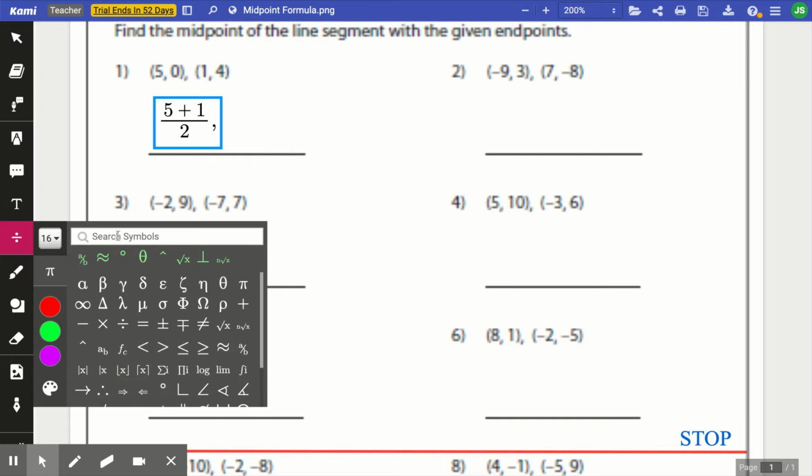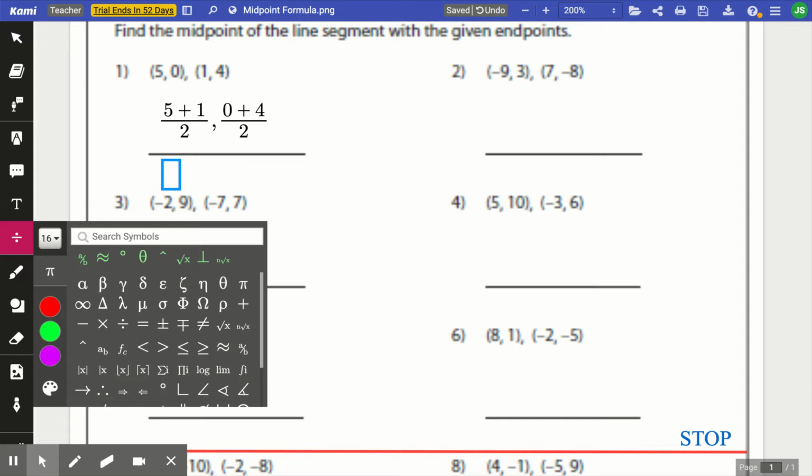And I'm going to enter another fraction here. And now I'm going to add my y's together. So I have 0 plus 4 and my down button to put the 2 in there. And then I can just click out of there and I'm out. Okay, so again, I'm going to open up another box. This is going to go below the line here because I didn't start high enough to begin with.